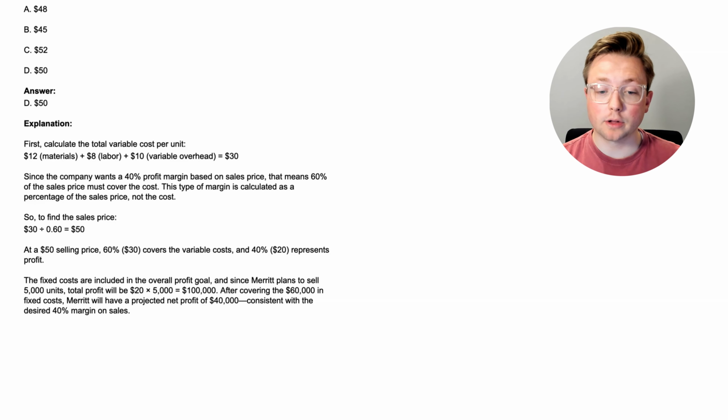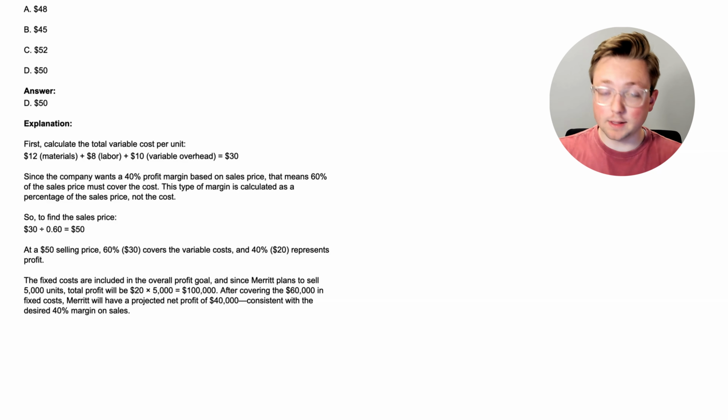The fixed costs are included in the overall profit goal. And since Merit plans to sell 5,000 units, total profit will be $20 multiplied by 5,000. That's $100,000. After covering the $60,000 in fixed costs, Merit will have a projected net profit of $40,000, consistent with the desired 40% margin on sales.